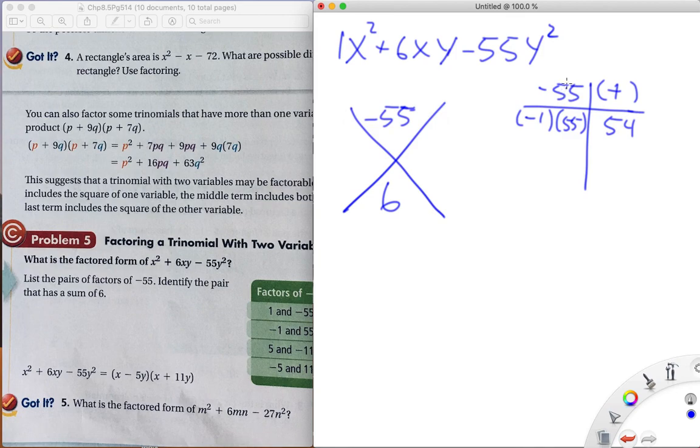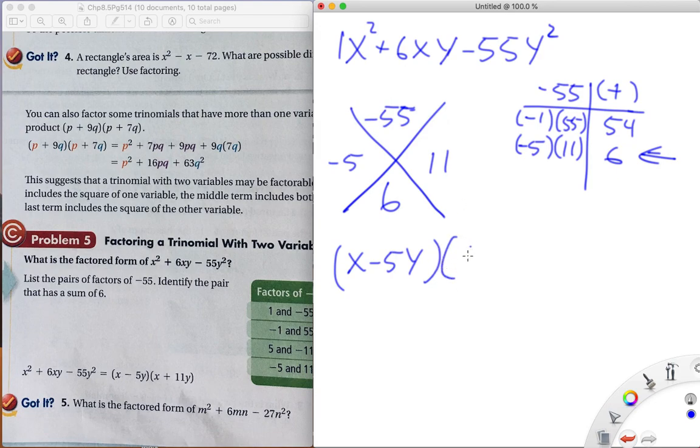I can do 5 and 11. So negative 5 times 11. When I add these guys up, I get 6. So this one seems to work. So this is going to be negative 5 and 11. So I have them. Remember, now that there's an extra variable involved, all I have to do is what I've always done, x minus 5, but now I put a y at the end, and that's all I do. And then x plus 11, and again just put a y, like I've always done.